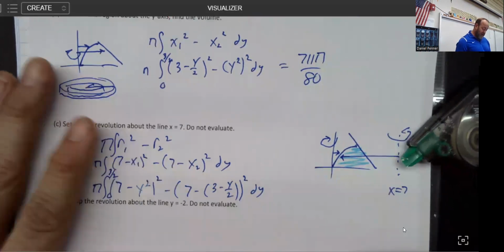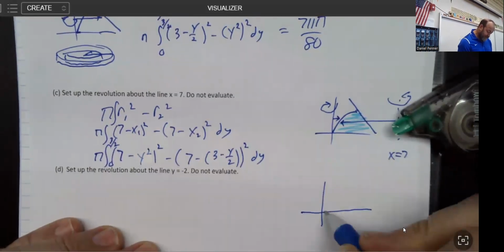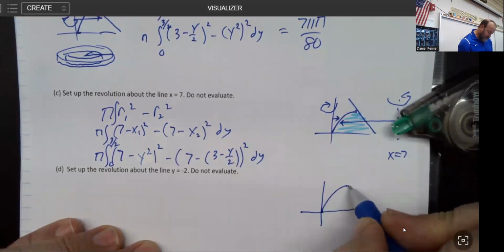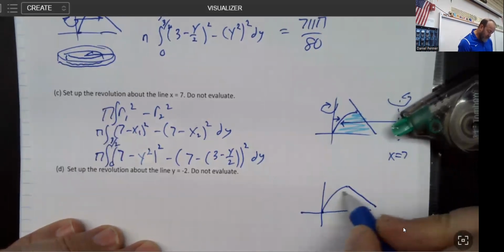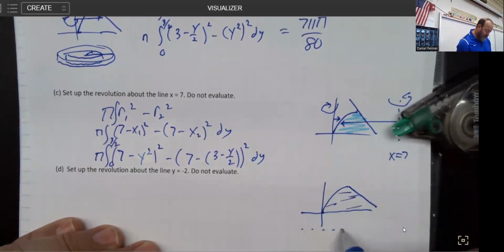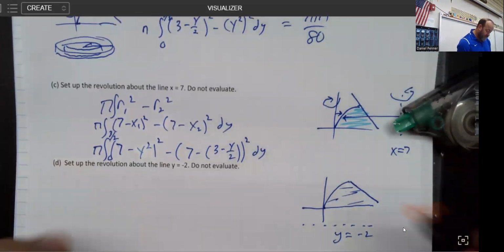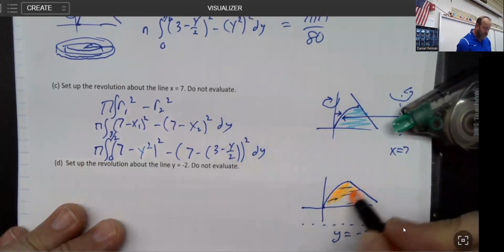But it's really pretty gross, and it's just going to stay that way. And then our very last problem is if we were to take the region, it became less pretty as we went here. We're going to take this region right here, and we're going to revolve it around this bottom line, y equals -2.